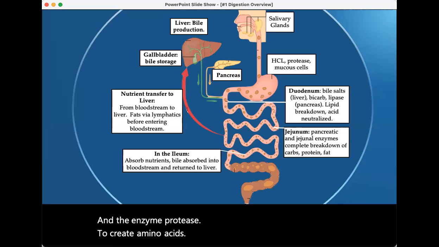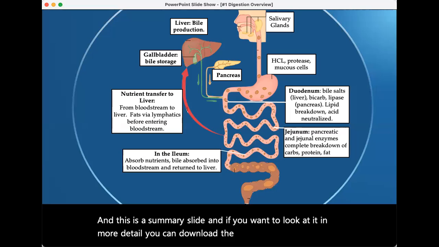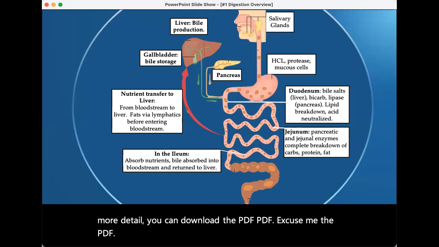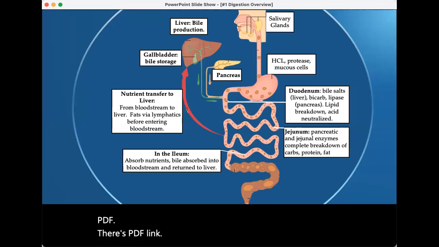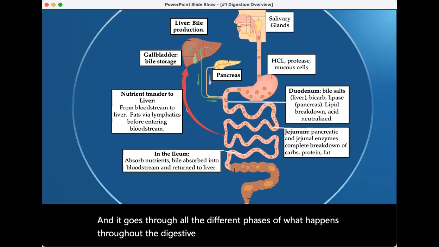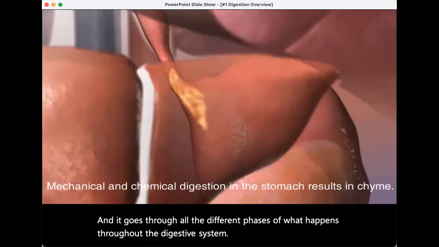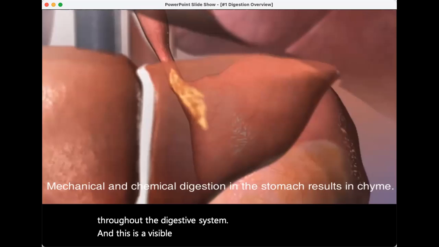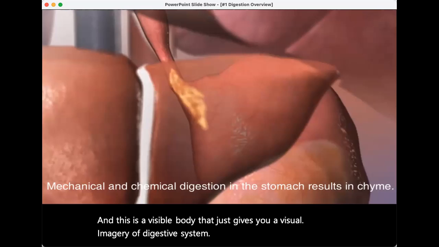And this is a summary slide. If you want to look at it in more detail, you can download the PDF. There's a PDF link in the YouTube discussion. It goes through all the different phases of what happens throughout the digestive system. And this is a visible body that just gives you a visual imagery of the digestive system in general.